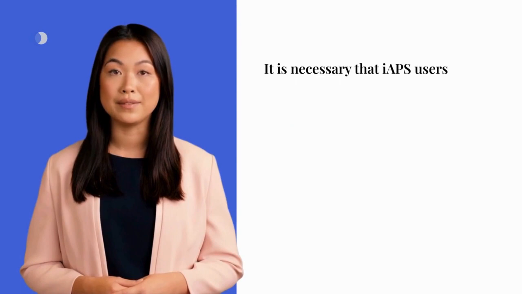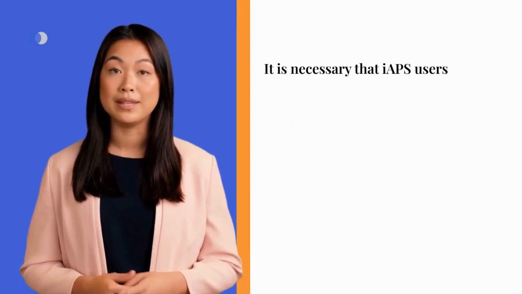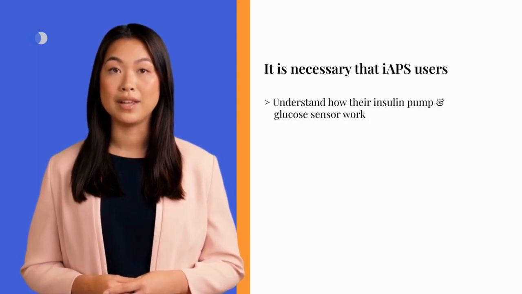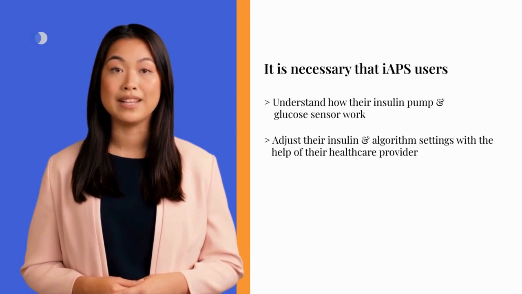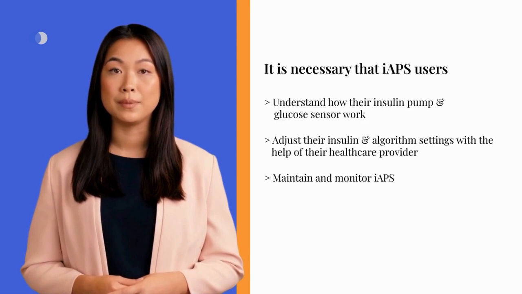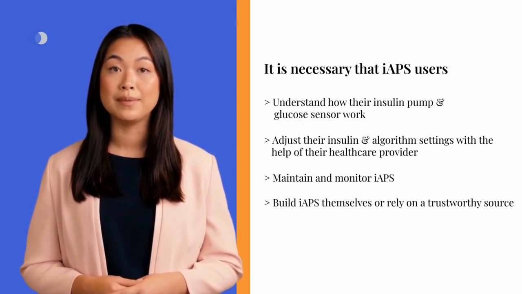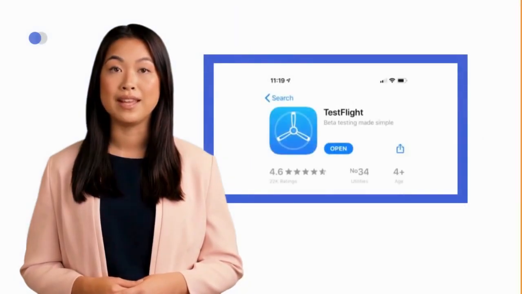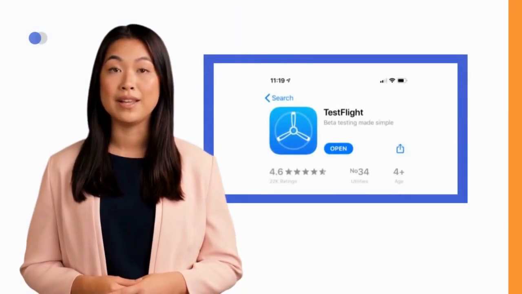Many people have successfully built iAPS and are now using it entirely safely, but it is essential that iAPS users understand how their insulin pump and glucose sensor works, adjust insulin and algorithm settings with the help of their healthcare provider, maintain and monitor the system to ensure it is working properly, and build the system themselves so that they thoroughly understand how it works, or rely on a trustworthy source to download and use the iAPS app from TestFlight. TestFlight apps have a 90-day validity, as this iOS environment is supported by Apple for testing new apps.